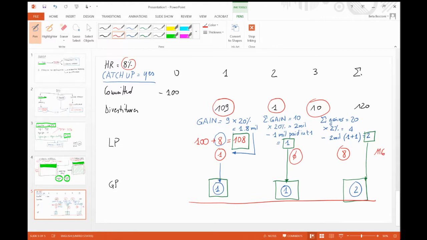And the general partner has received 1 million in year number 1, plus 1 million in year number 2, plus 2 million in year number 3. Total amount, 4 million. Before leaving the floor to questions, guys, look carefully at these two numbers, 116 and 4, and compare these numbers with the numbers that we have seen in our Excel file.